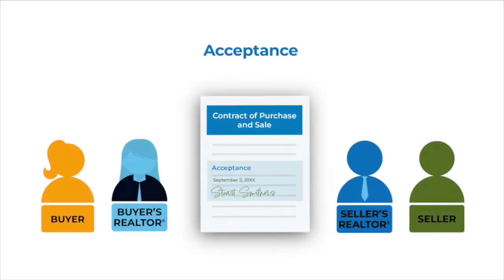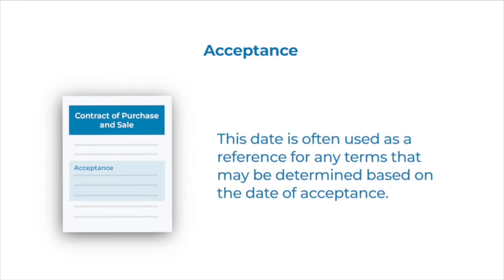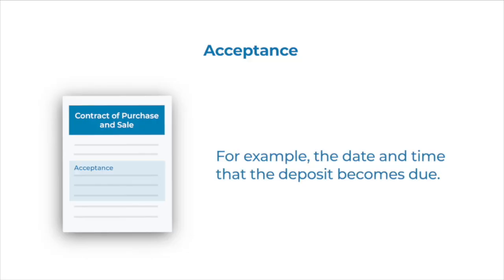After the last party has accepted the offer or counteroffer, the date of final acceptance should be inserted at the end of the contract. This confirms the date that the deal is agreed to by both parties. This date is often used as a reference for any terms that may be determined based on the date of acceptance. For example, the date and time the deposit becomes due.